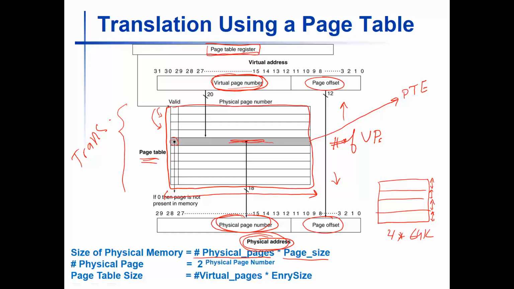Now, what's the number of physical pages? I can tell this by counting, or by taking 2 to the power of the number of bits. Suppose the physical page number has 2 bits, then how many physical pages do I have? 2 to the 2. Suppose the physical page number is 3 bits. How many physical pages? 2 to the 3. And what's the page table size? Well, as we explained, it is the number of virtual pages, which is the height, times the entry size, which is the width.